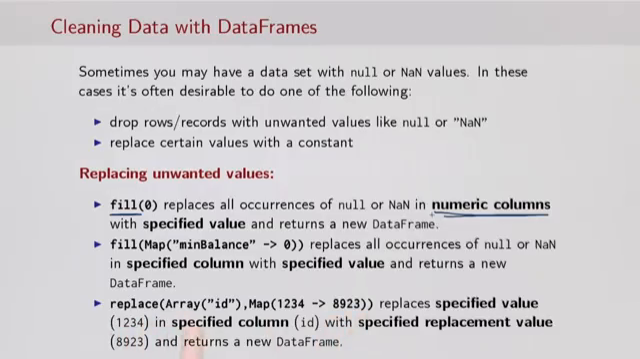So the array contains column IDs and the map contains values that should be replaced. In this case, in the column called ID, we replace the specified value, 1, 2, 3, 4, with 8923 if we come across 1234 in the ID column. So the idea is I can one-off replace erroneous values, for example, using this replace method.